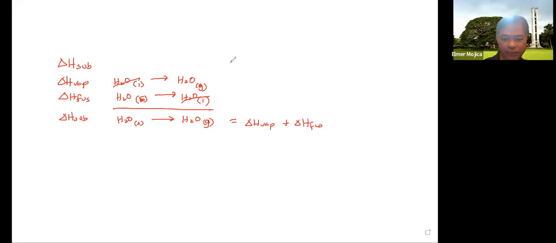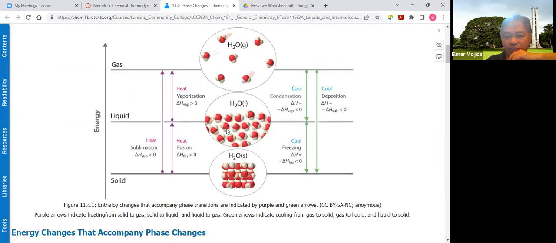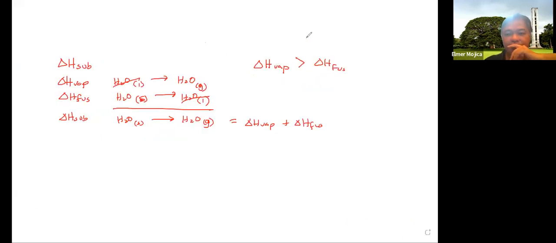And also, what do you think is the relationship between these two? What's the relationship between these two? Although it's not clear in your handout, they're almost equal, but the truth is heat of vaporization is always higher than heat of fusion.